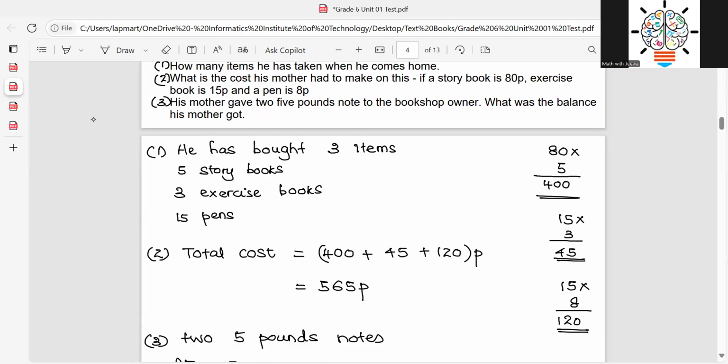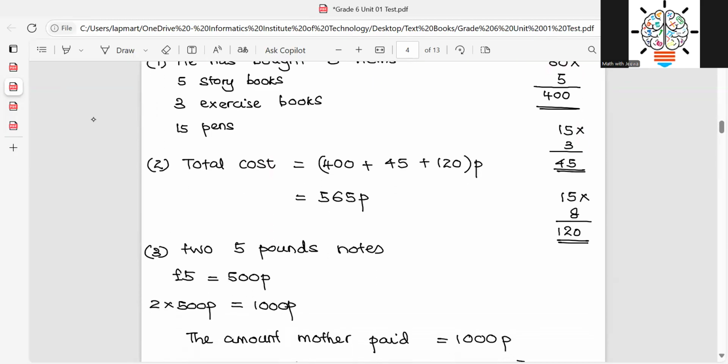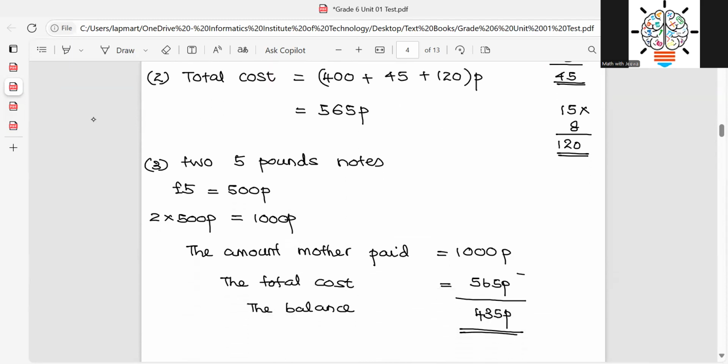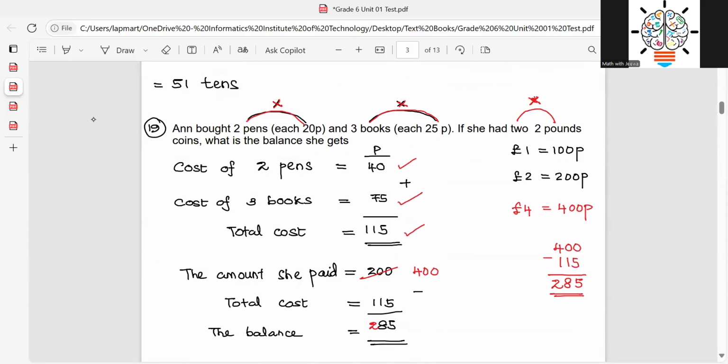So then you want to get the total cost, 445 and 120, it is 565. 2 5-pound notes, so that is 1,000 pence. From 1,000 pence you deduct this one. Yeah, that is correct. So the only mistake I have made here is that I have not considered this word two, 2 pounds. Okay, thank you everyone who sent me the voice messages.